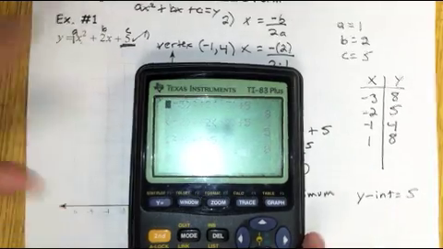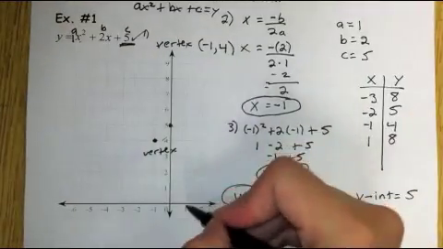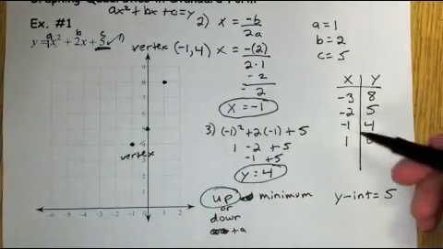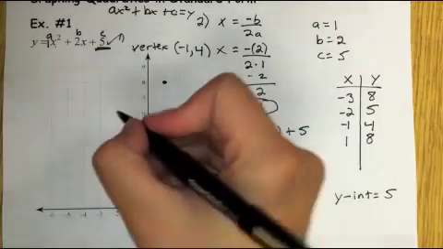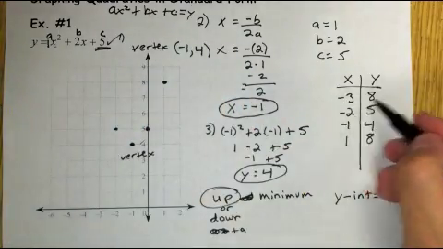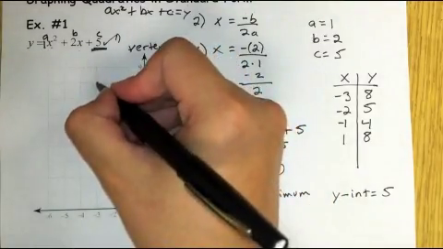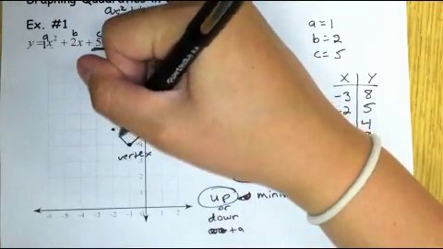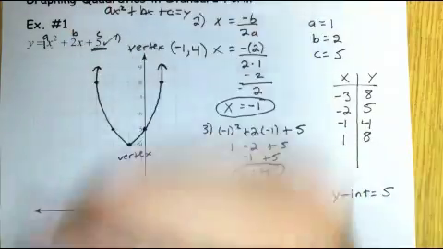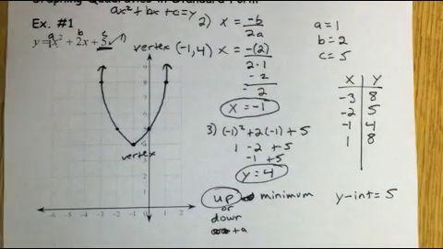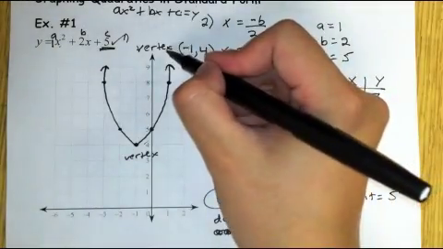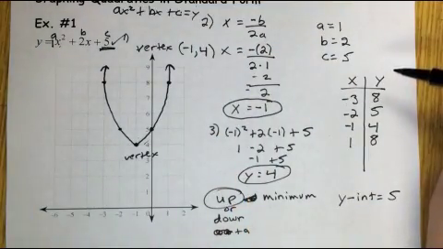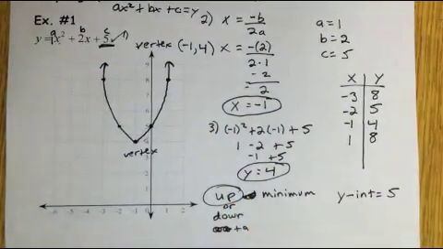Let's plot this. 1, 8. -2, 5. -3, 8. Hey, guess what we have? All you got to do is connect the dots by curves, not a line. And there's your parabola. Find your vertex first, make a table, find all your points, and then just plot it. Okay? All right, let's try another one.